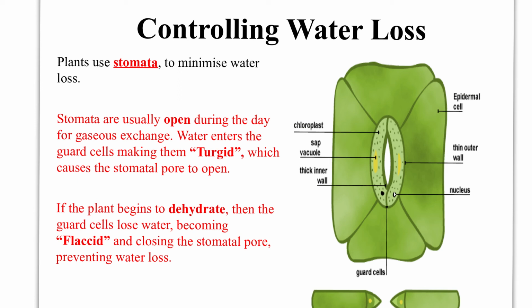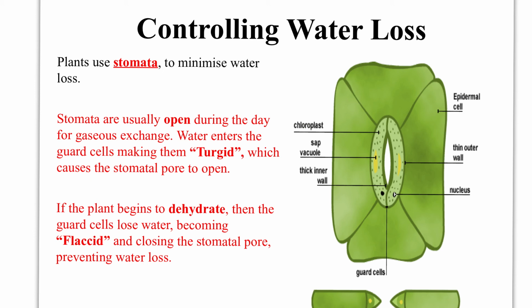But if they begin to dehydrate, the guard cells will lose water and become flaccid. This closes the stomatal pore. So often plants will have closed stomata in the very middle of the day, which might seem a bit counterintuitive because you're like, well, in the very middle of the day, you've got the most light, you need the most carbon dioxide to be doing the most photosynthesis. But it's better to do a bit less photosynthesis and not die of dehydration. So they're constantly making that trade-off.